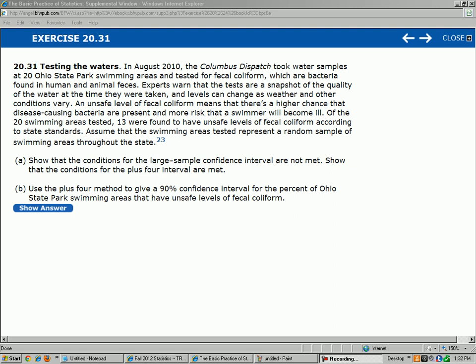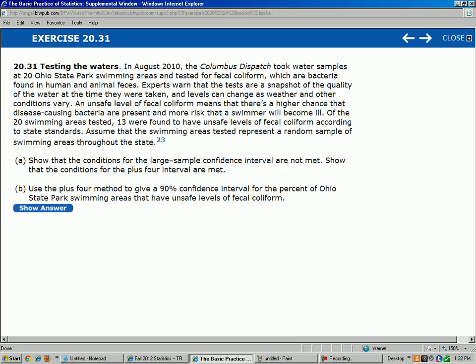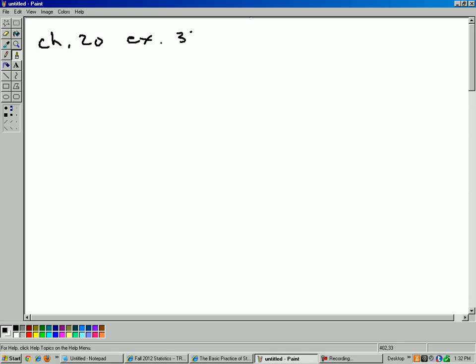Okay, so if you were going to compute a p-hat here, this is chapter 20, exercise 31. It says that out of 20 swimming pools, 13 had fecal coliform in them. So that would be 13 out of 20 is your p-hat. Now, what exactly is a success and failure in this case?